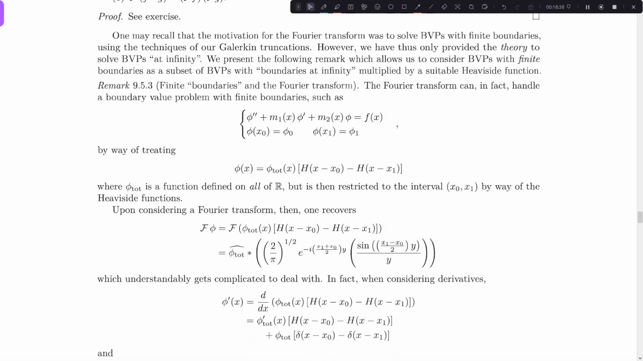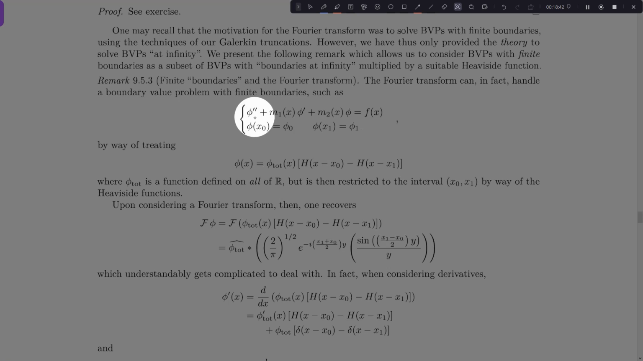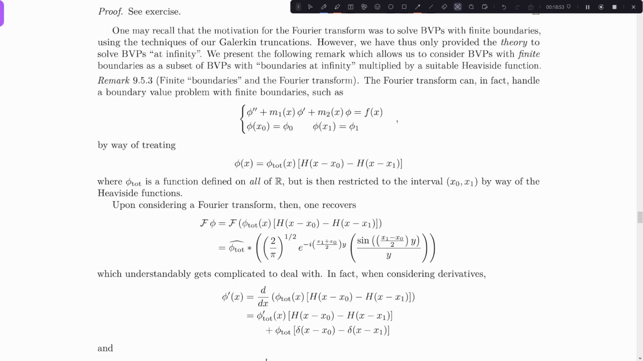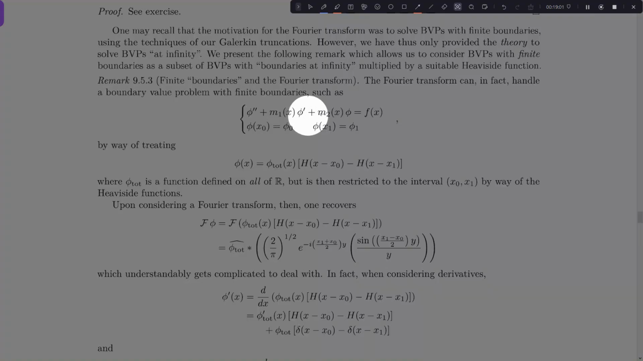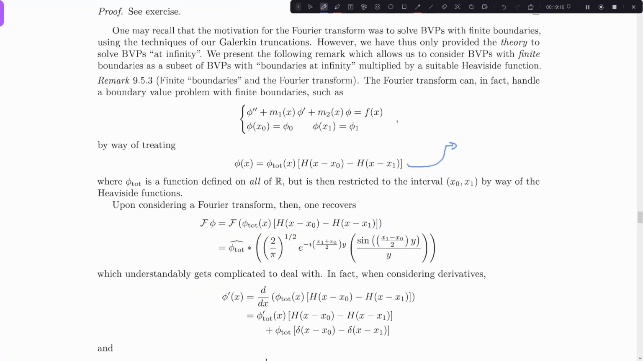So what you can do to solve a more traditional boundary value problem, this is just a second order boundary value problem in one dimension. I've got my two boundaries here, and they have some specific values, and x0 and x1 are finite, right? What I have to do if I want to treat this boundary value problem in Fourier space is consider the solution to my differential equation, phi, actually as some other bigger function, which I'm calling phi total, multiplied by these Heavisides, because what is this saying? Phi of x is actually piecewise. It equals phi tot between x0 and x1, and it equals 0 everywhere else.